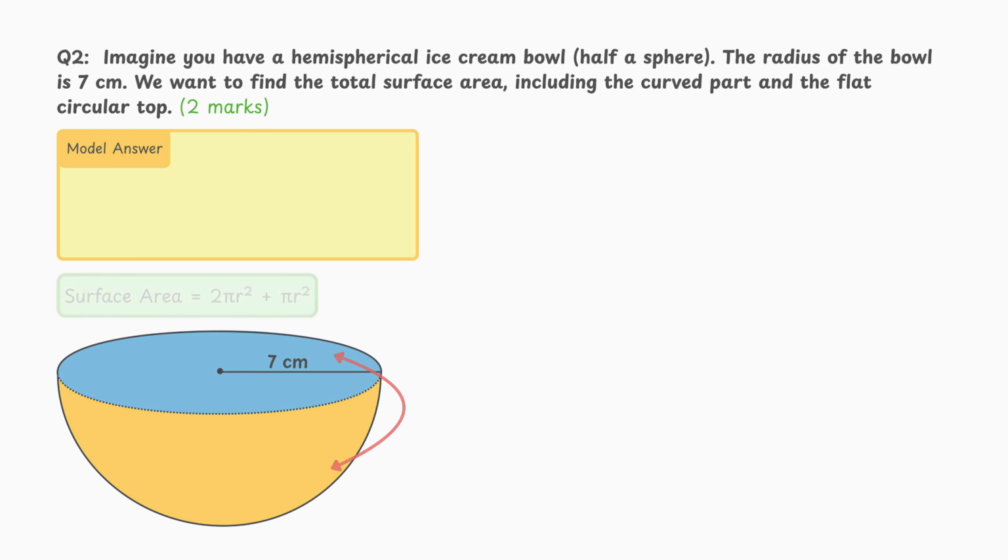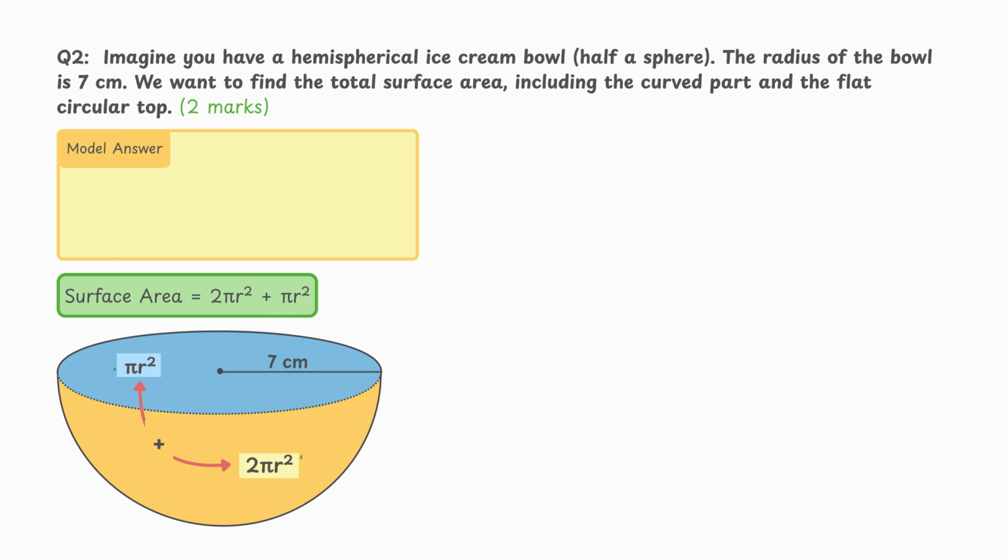The formula we need is surface area equals 2 pi r squared plus pi r squared. Let's understand what this means. The first part, 2 pi r squared, gives the curved surface area of the hemisphere. The second part, pi r squared, gives the area of the flat circular top. So for this question, we need to add curved surface area plus flat circular top.